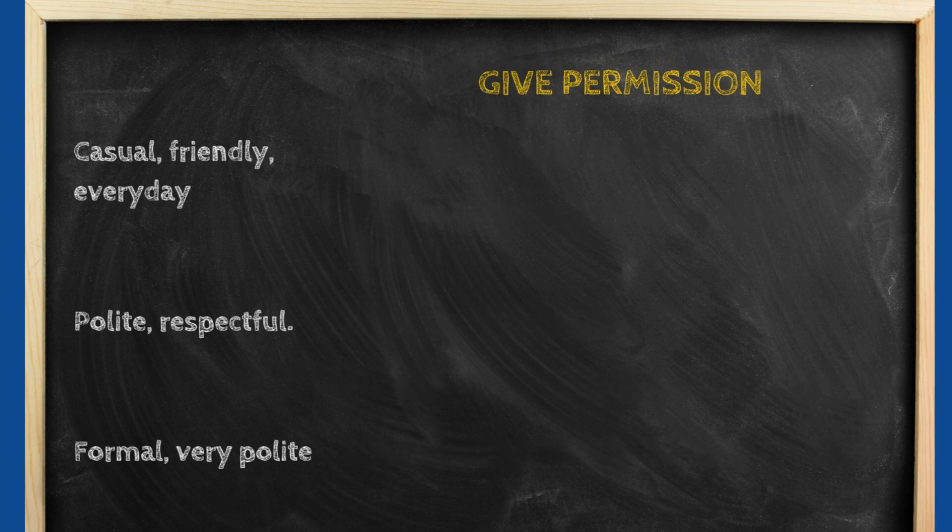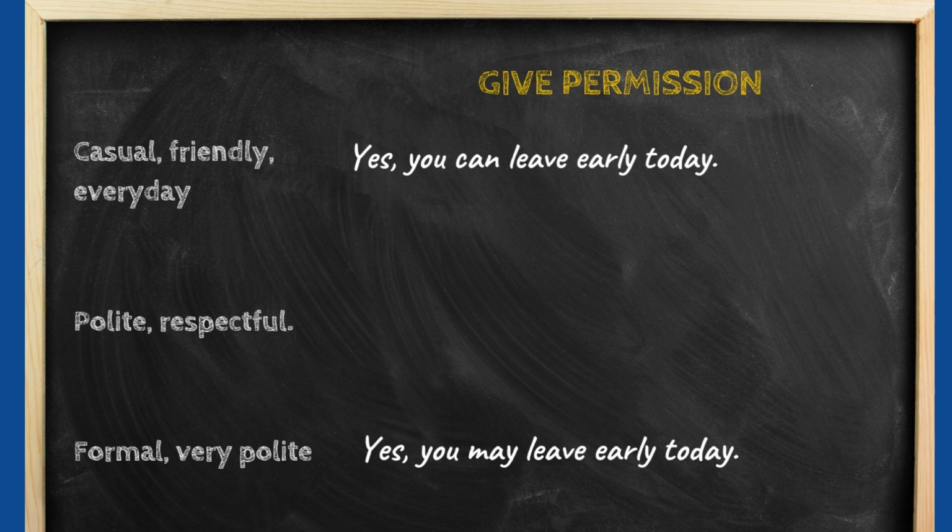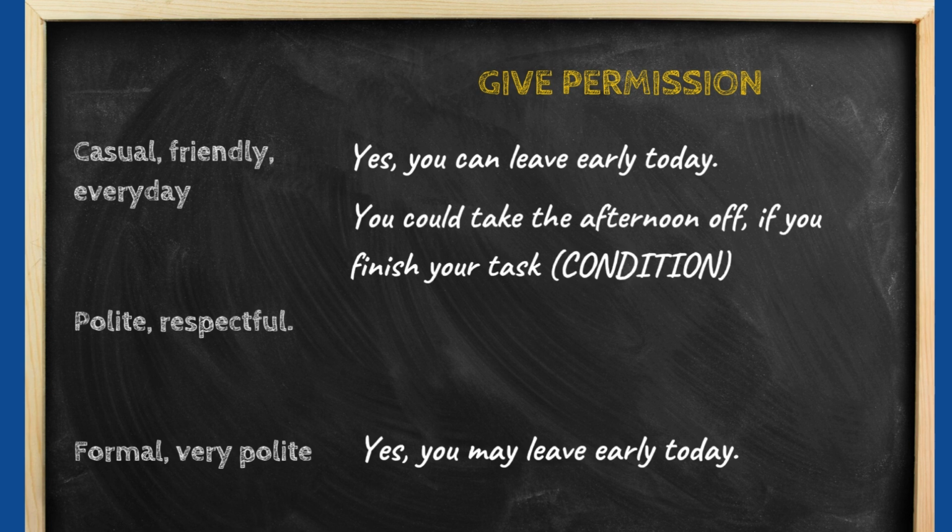When giving permission, we normally use can for everyday conversations, unless we want to be more formal or polite. Then we use may. Notice that could is only used to give permission as a possibility if a condition is met. For example, you could take the afternoon off if you finish your task.